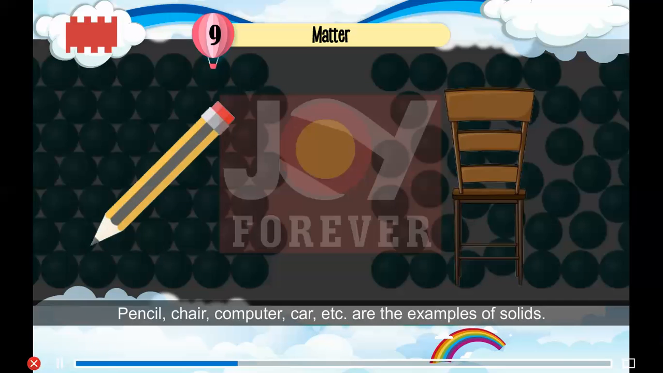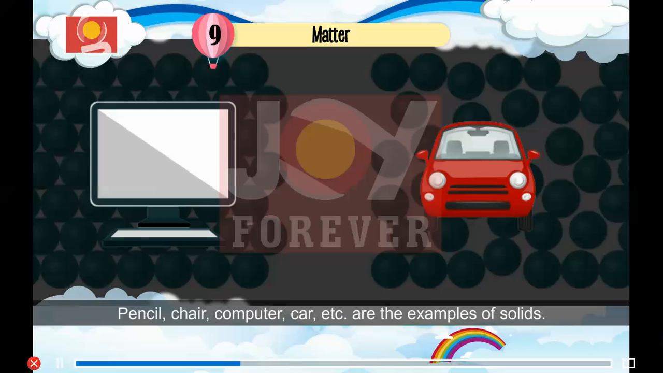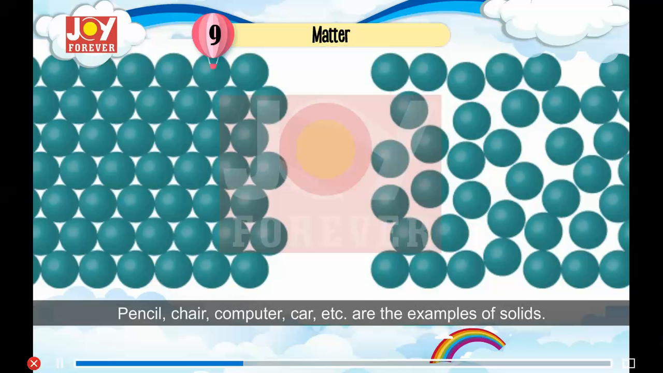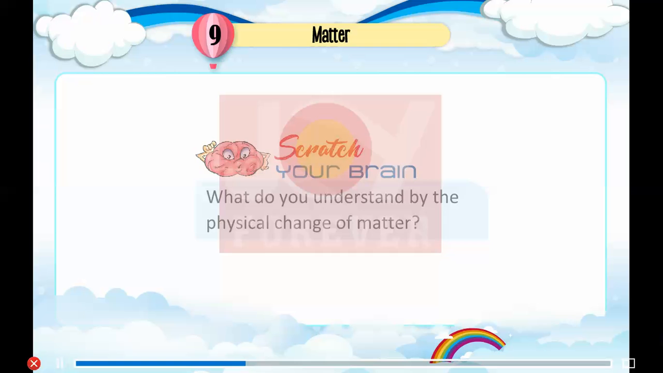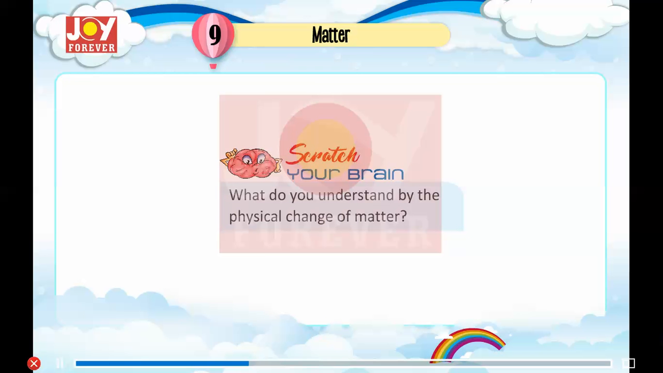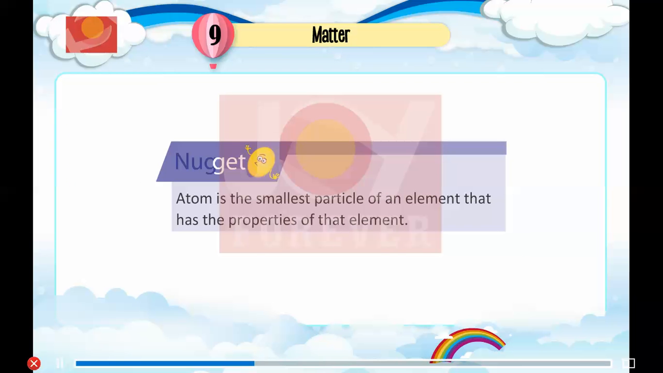Pencil, chair, computer, car, etc. are examples of solids. Scratch your brain. What do you understand by the physical change of matter? Nugget. Atom is the smallest particle of an element that has the properties of that element.